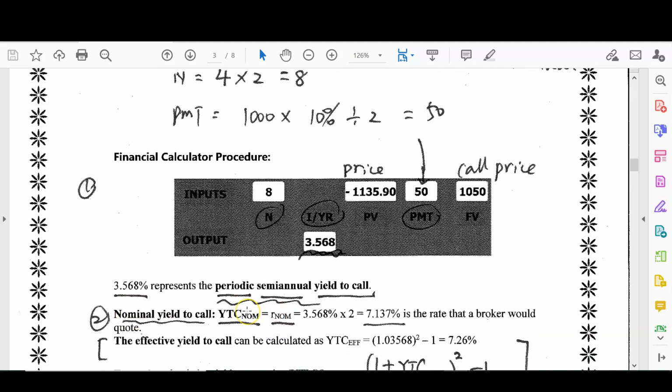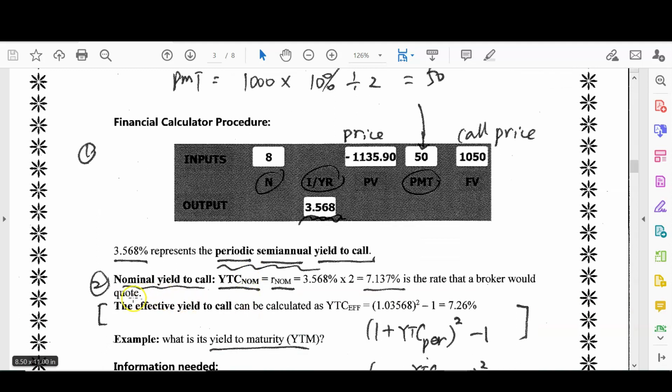So if we want to answer the question, which asks for nominal yield to call, we need to multiply by 2. So we have 7.137% as the rate that a broker would quote as nominal yield to call.